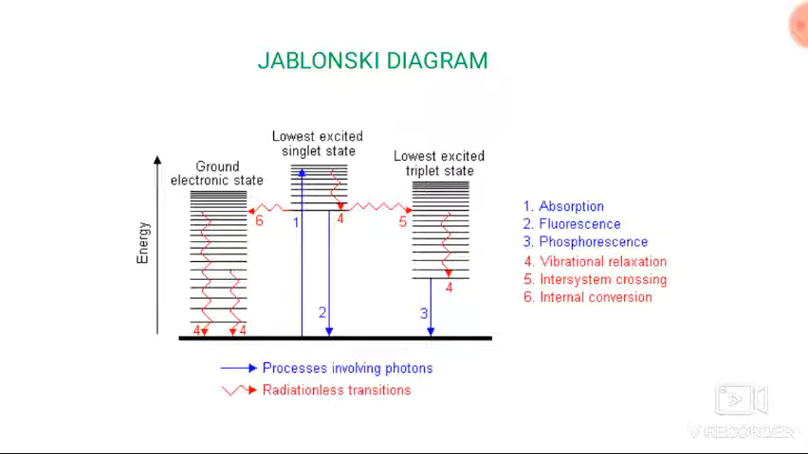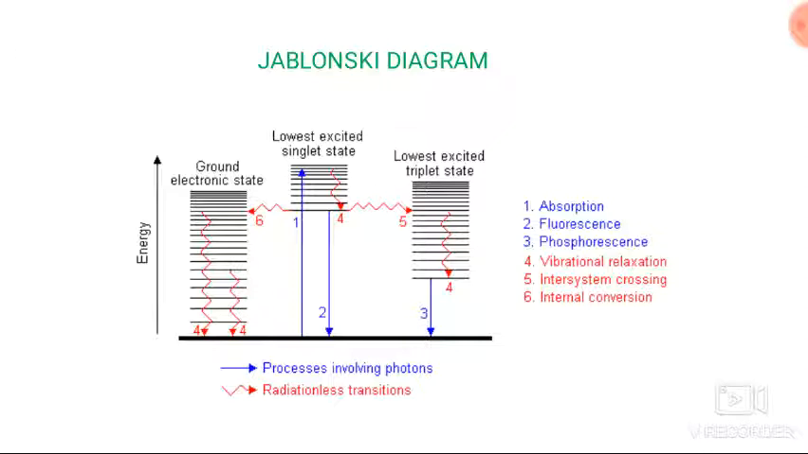Then the next one is intersystem crossing. Intersystem crossing is a transition between states having different multiplicity. Here we can see that the transition is from an excited singlet state to an excited triplet state. That means there is a difference in the multiplicity. So that is also a radiationless transition, and that is called intersystem crossing.